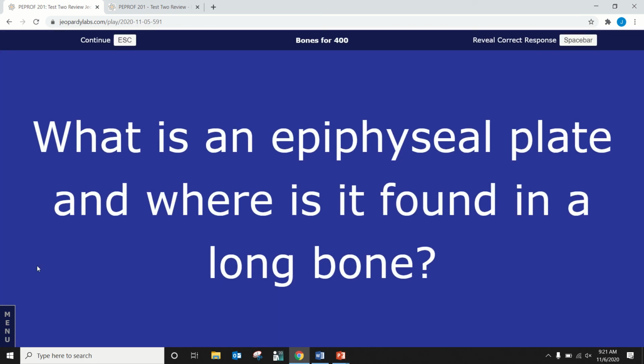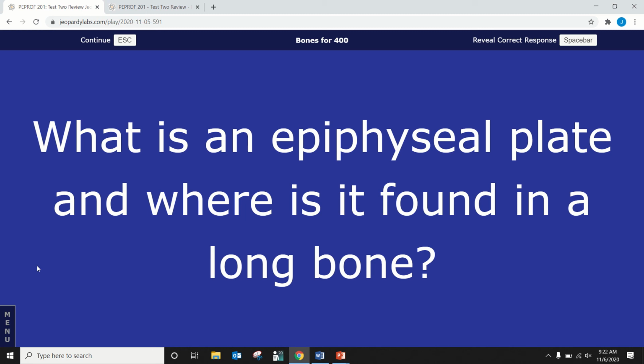Bones and bones. All right. What is an epiphyseal plate? Where is it found in the long bone? Okay. So growth plate, yes. So remember there's 3 primary parts to a long bone. So you got the epiphysis, and metaphysis. So in which of those 3 is the epiphyseal plate found?